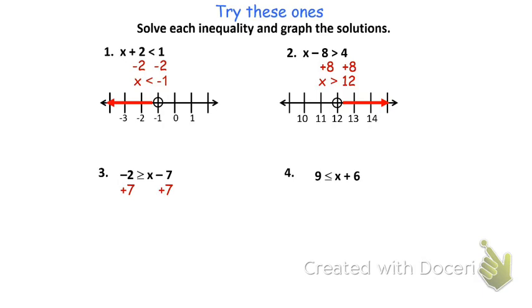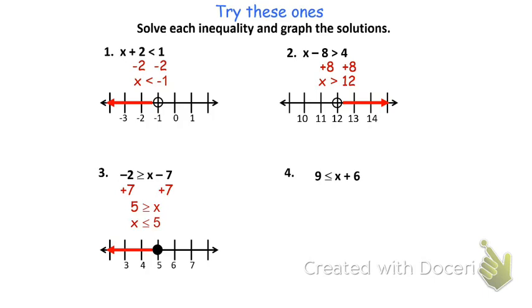Negative 2 plus 7 is 5, and we get 5 is greater than or equal to x. Rewriting the problem, 5 was greater, which means x is less than or equal. So here, x is less than or equal to 5. Because we have the or equal, we'll use a closed point, and now we see that we want values that are less than or equal, which means to the left.